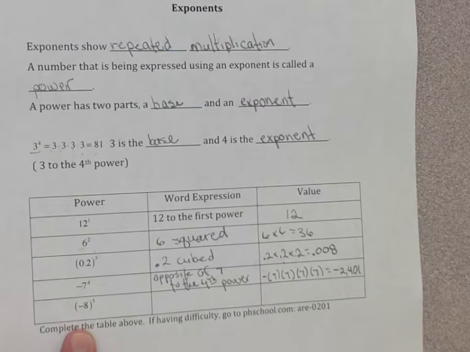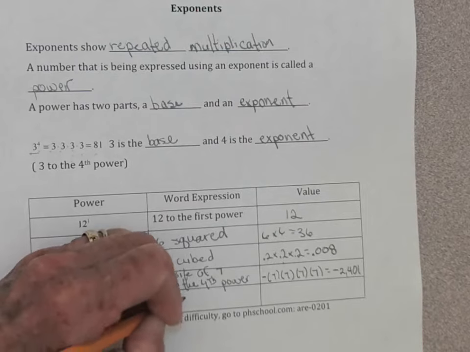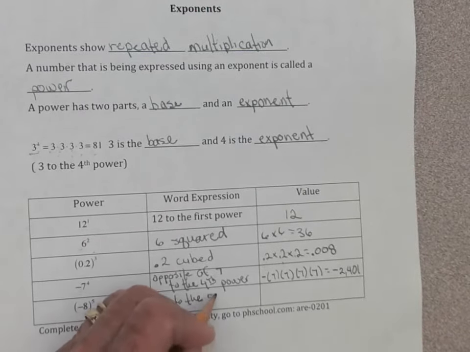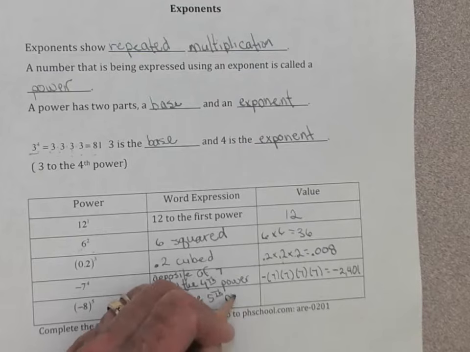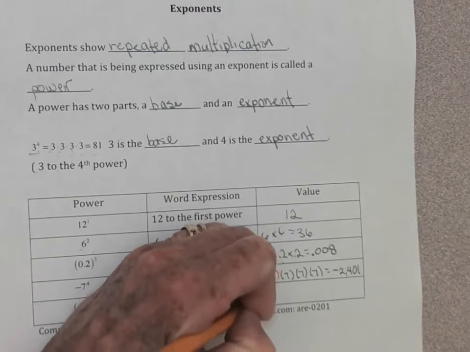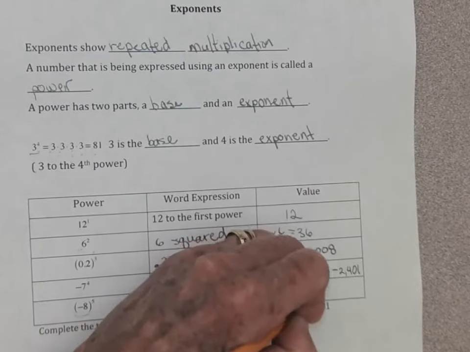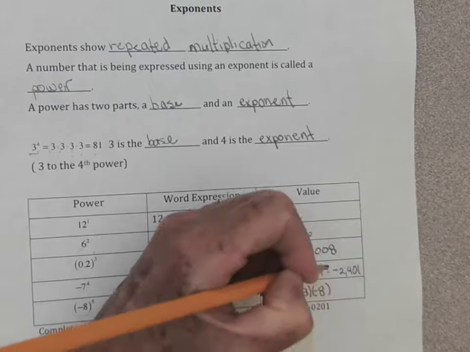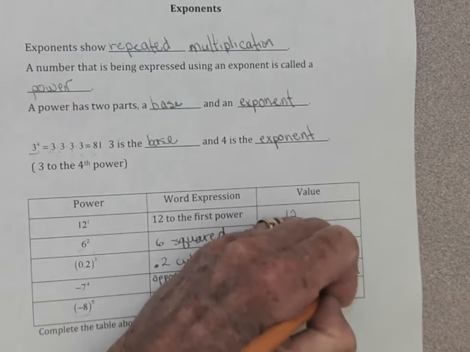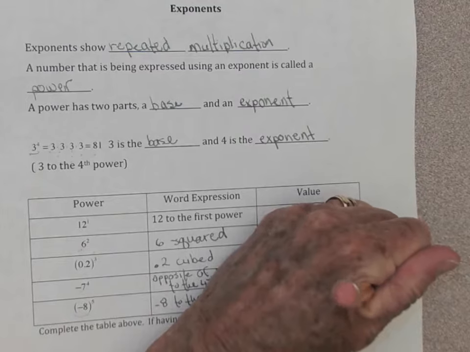In this case, what we're doing is taking this whole number, negative 8, to the 5th power. So this whole number inside the parentheses is going to get raised to the 5th power. So we're going to go negative 8 times negative 8 times negative 8 times negative 8 times negative 8. When we multiply 8 by itself 5 times, we get 32,768.